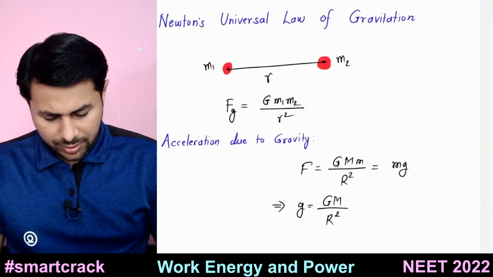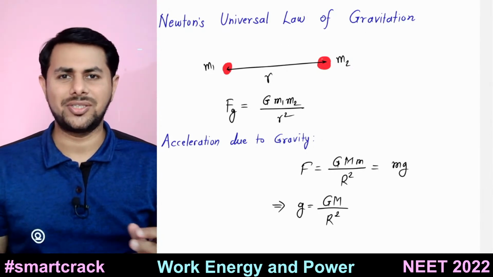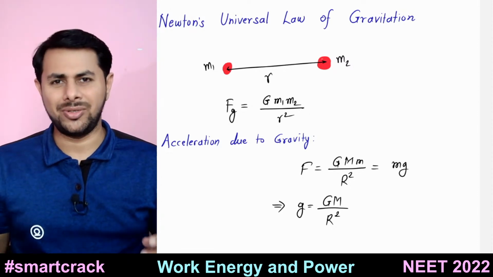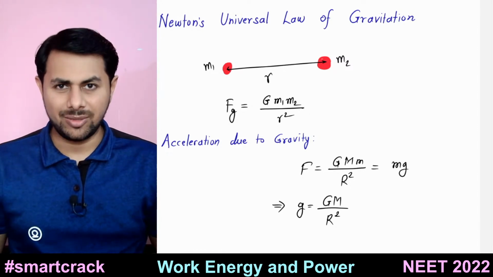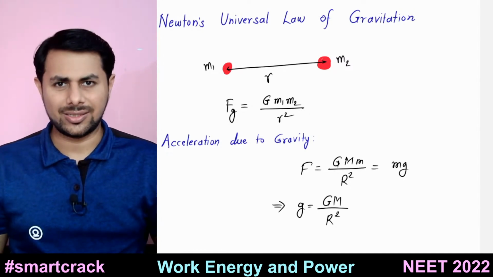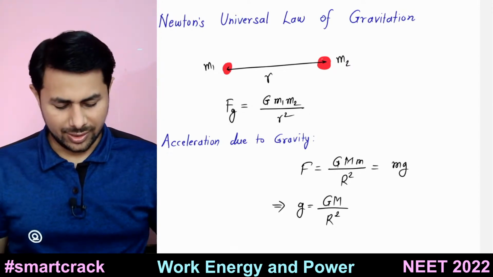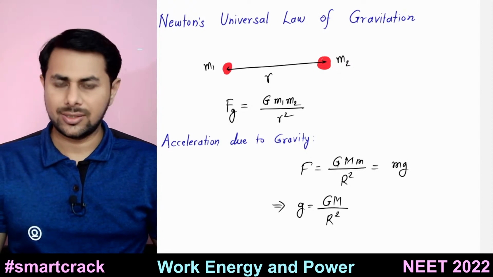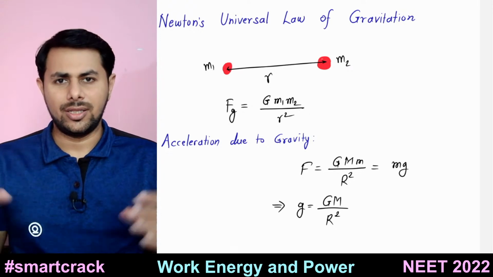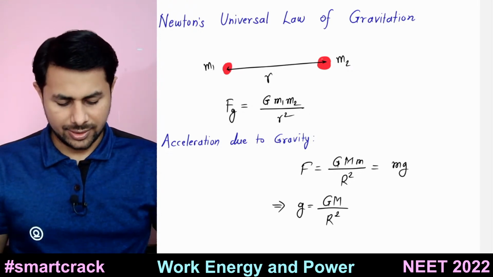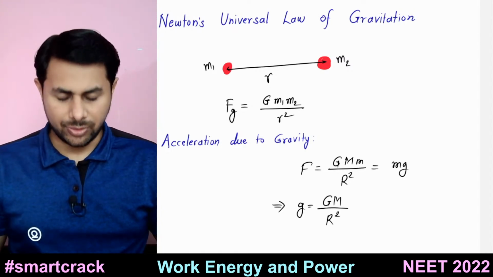Then we come to Newton's universal law of gravitation. So what is Newton's law? Every object of the universe attracts every other object of the universe with a force which is directly proportional to product of their masses, and it is inversely proportional to the square of distance between them. Okay, so let's suppose we have two objects of masses m1 and m2, then they will attract each other and there is force due to gravity between them.